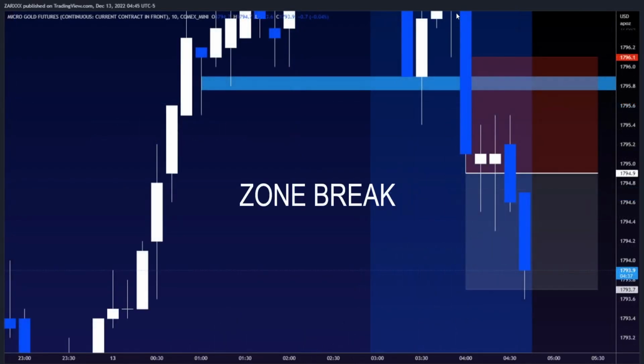Zone break to the downside, break and close, pullback, dropping down, entering. This one caused a little bit of pain. I had to wait quite a while for this one. These are 10-minute candles. I had to wait about half an hour for this one to play out, but it eventually did for a 1-to-1.